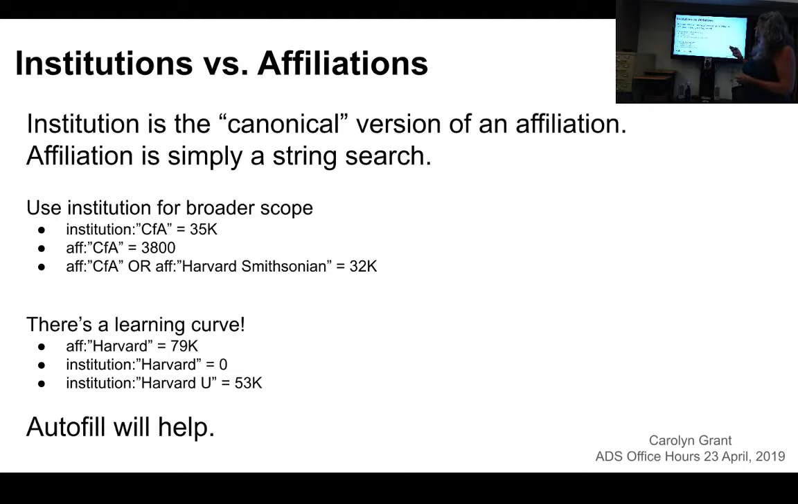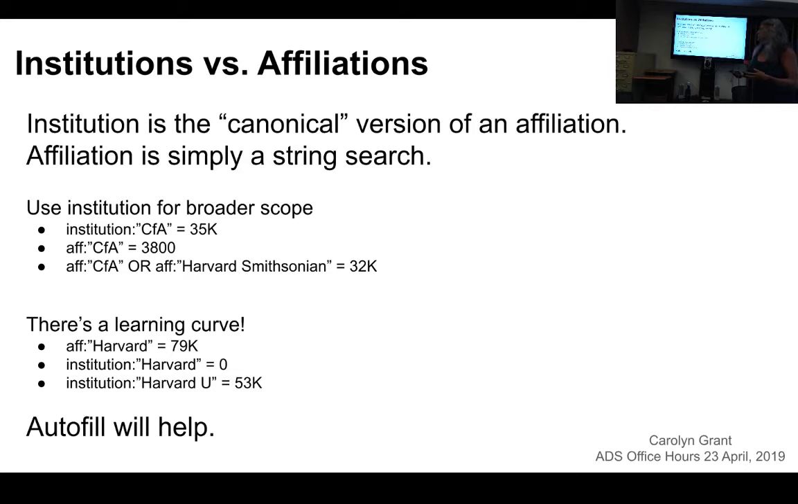So for instance, I did an institutional search on CFA. I got 35,000, but if I did an affiliation search of CFA, I only got 3,800. That found only those affiliations that had the letters CFA in them together. And if somebody had written Center for Astrophysics, that didn't include it. If someone had written 60 Garden Street, that didn't include it. You can get a little better if you do AF CFA or AF Harvard Smithsonian. That gets you up to 32,000.